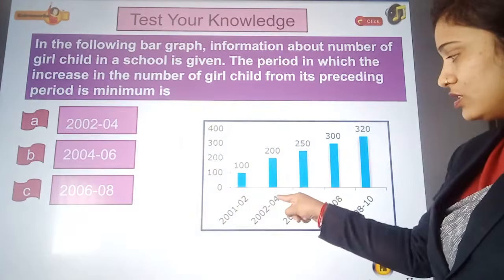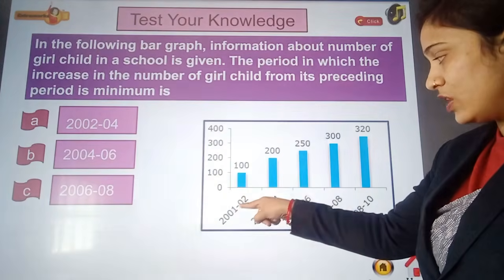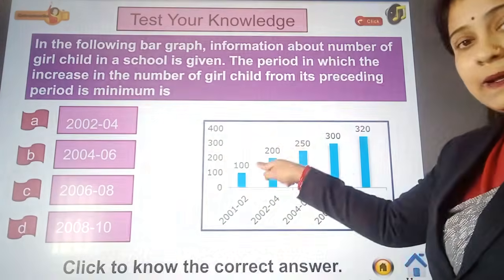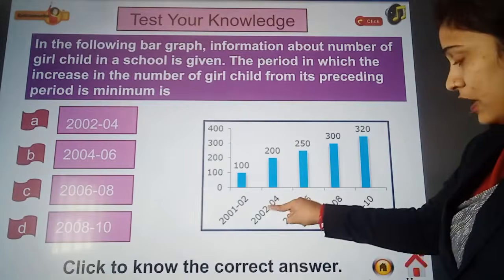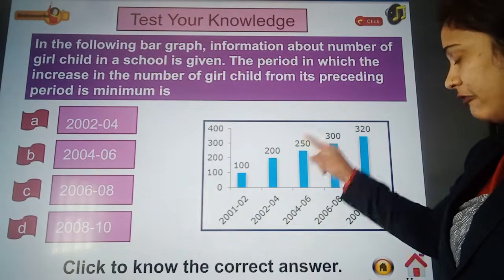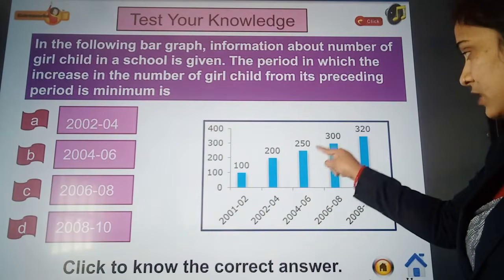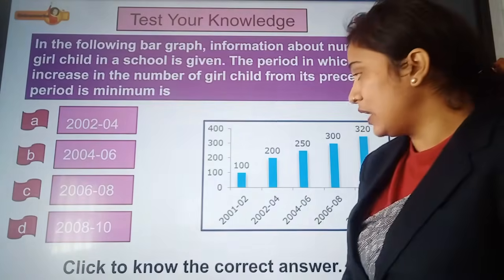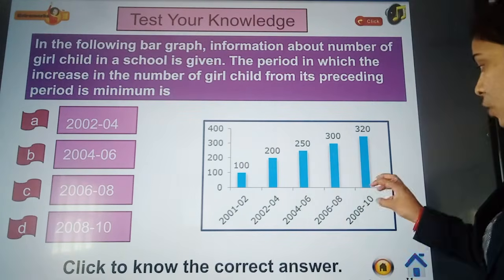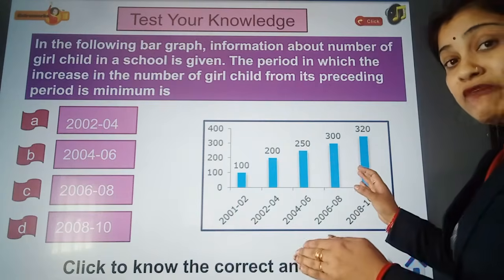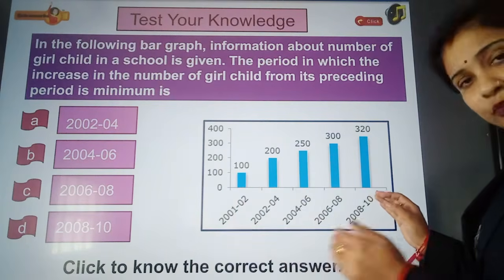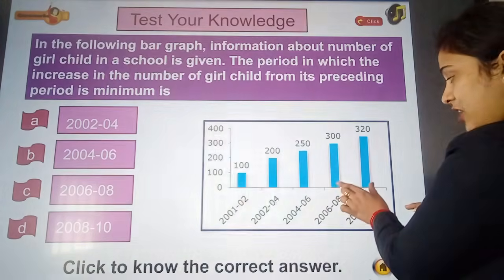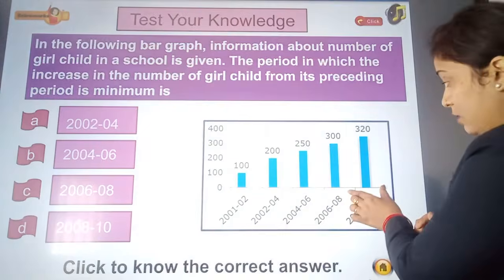First let us go from 2001 to 2002, it is 100, then 2002 to 2004 it is 200. So what is the increment here? 100. Now between these two the increment is 50. Between these two the increment is again 50, and between these two the increment is 20. So you have to take in which interval the increment is minimum when we compare it with the preceding year. Obviously, here it is 100, here it is 50, here it is 50. So in this range, the increment of the girl children is minimum, which is 20.